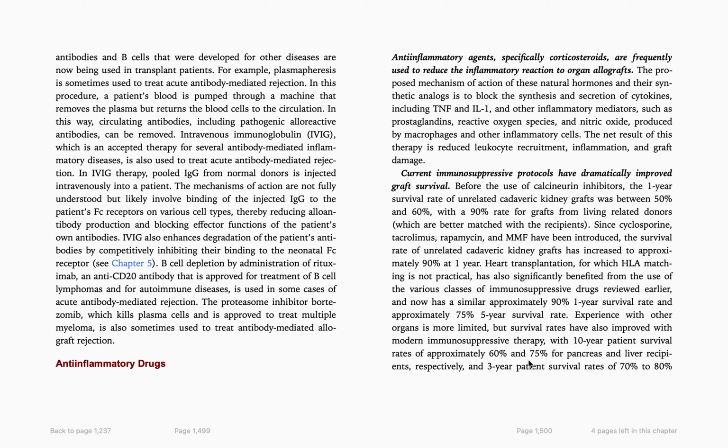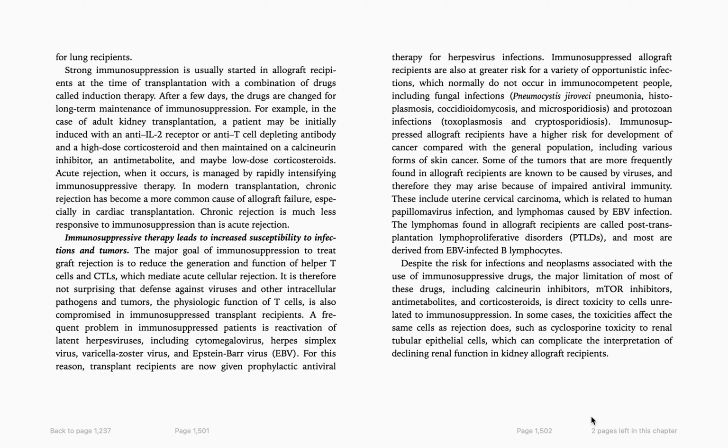Heart transplantation, for which HLA matching is not practical, has also significantly benefited from the use of various classes of immunosuppressive drugs, reviewed earlier, and now has a similar approximately 90% 1-year survival rate and approximately 75% 5-year survival rate. Experience with other organs is more limited, but the survival rate has improved with modern immunosuppressive therapies, with 10-year patient survival rates of approximately 60 to 75% for pancreas and liver recipients, respectively, and a 3-year patient survival rate of 70 to 80% for lung recipients.